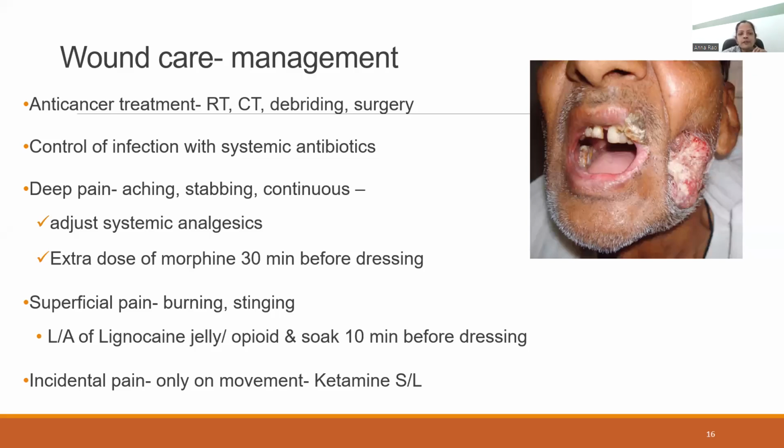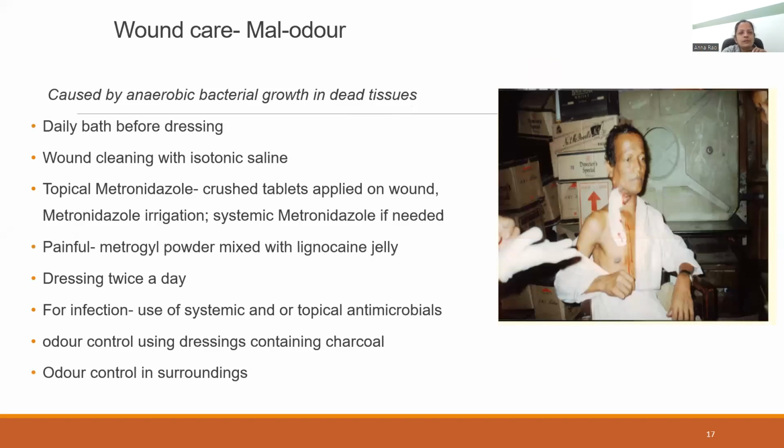If the patient is having superficial pain, like burning and stinging type of pain, then local analgesic like lignocaine jelly can be used. Even opioid soap can also be used 10 minutes before dressing. And many times you can mix the, because for odor we are using the metrogel powder. Okay, so this metrogel tablet powder can be mixed with the lignocaine jelly, and that can be applied over the wound. For incidental pain that occurs only on movement, ketamine sublingually can be given. Okay, of course, we need to then see the other vital signs also.